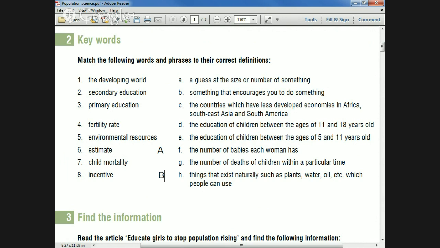Okay, C. Ramon, can you read that one? The countries which have less developed economies in Africa, Southeast Asia, and South America. Okay, that's developing world, number one. Are any of you guys from developed countries? I don't think so.